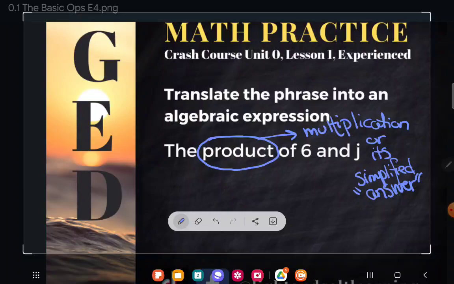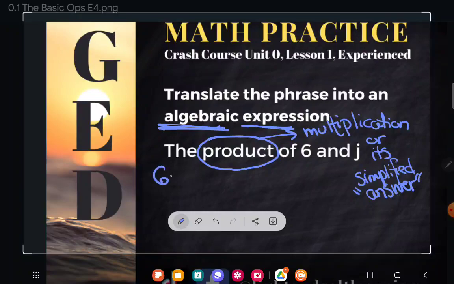But that's the idea there. An expression with multiplication. And they tell us here that they want us to write an expression. So that's nice. Now, what do they want? What expression do they want us to write? They want us to write the product of 6 and J. Now, product says we're going to multiply.